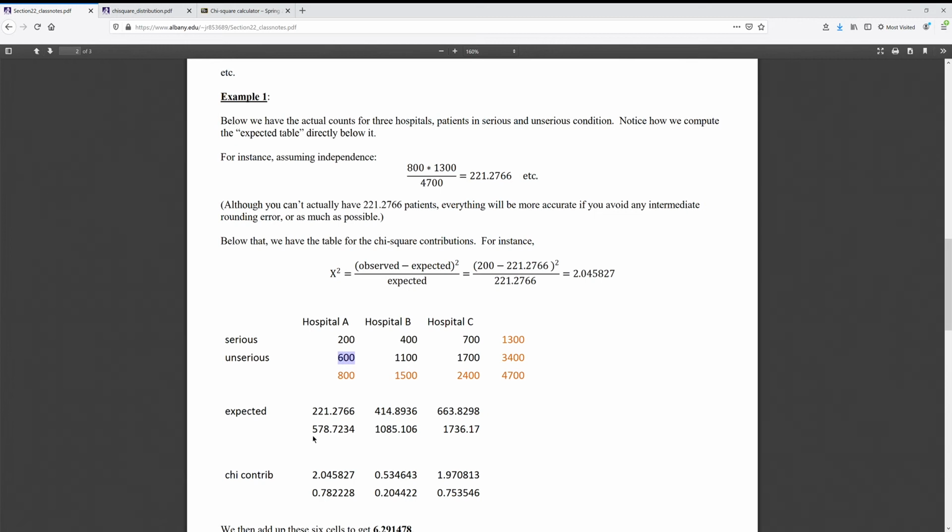Likewise, 600 minus the 578 thing, square it, divide by the 578 thing, and that gives us 0.7822 something. 1100 minus 1085 and a bit, square it, divided by 1085 and a bit, gives us the 0.2004, etc. And finally, 1700 minus 1736 and a bit, square it, divided by 1736 and a bit, it gives us the 0.753546. Finally, we add up those 6 cells.